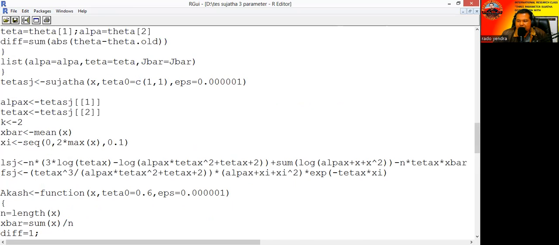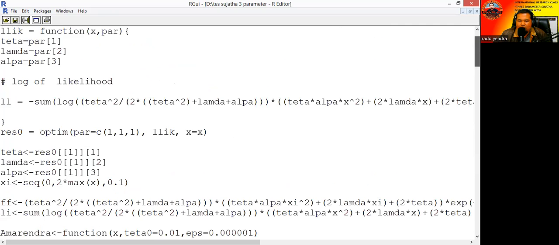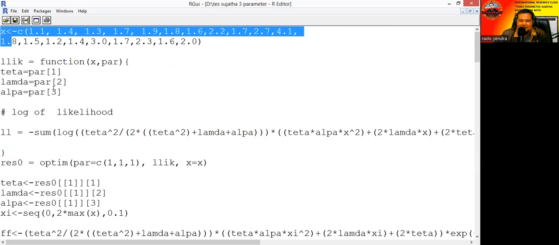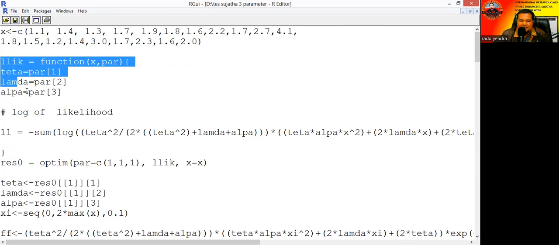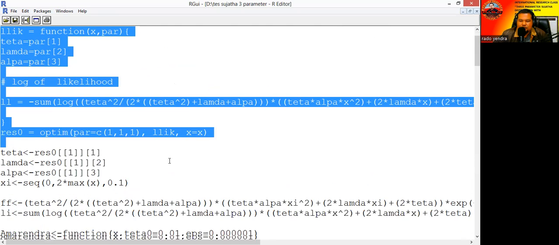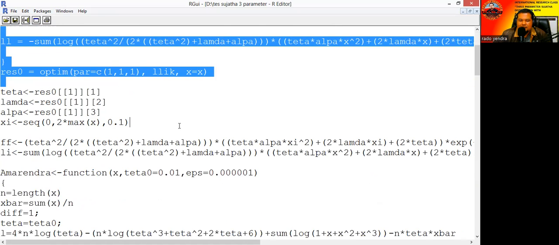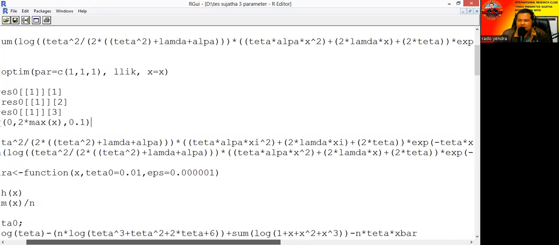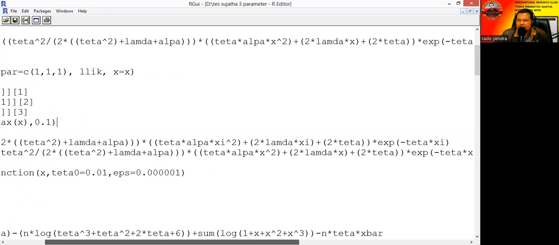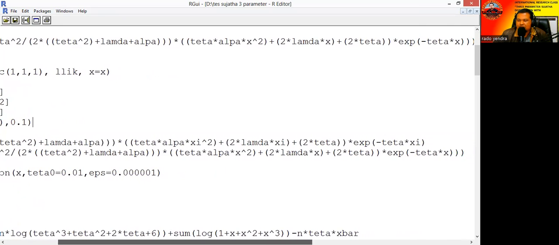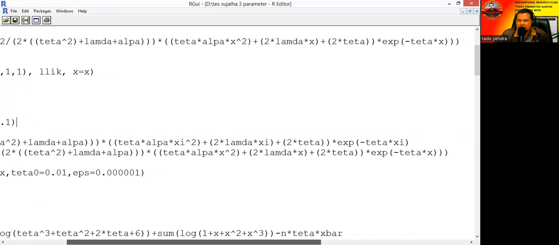Okay, so everybody needs the programming. We will open it slowly. You can check by yourself. This is the X, the data, and then this one is for estimating the parameters for the Three-Parameter Sujatha distribution here. Okay, there is a long program. We try to open this slowly. We hope you can read here and you can use this program to support your research here.